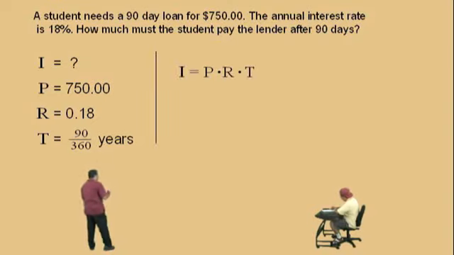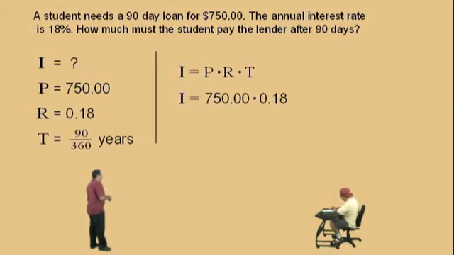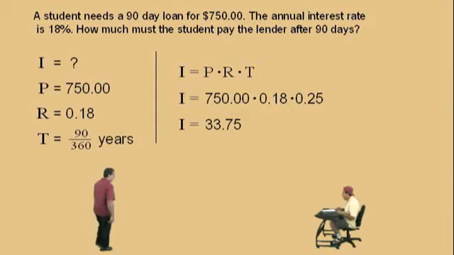I equals our principal, which is $750, our interest rate, which is 0.18, and our time in years. Now, Charlie, what's this quotient? 90 divided by 360. 0.25. 0.25. Very nice. And so now we get our product. And what is our product, Charlie? 33.75. That's right, $33.75. So that's how much interest the student has to pay on top of the money that he already borrowed.